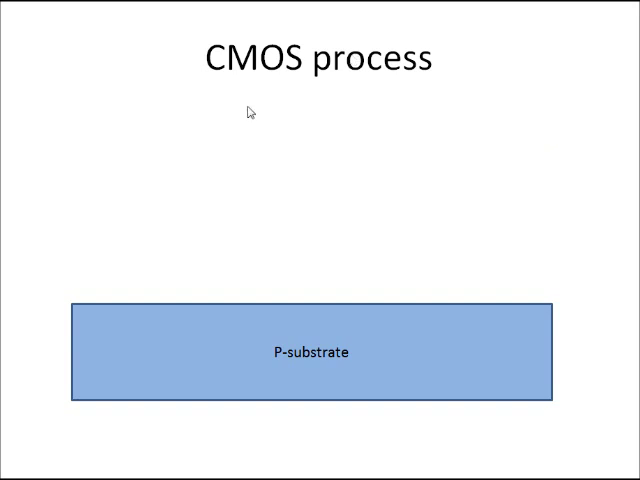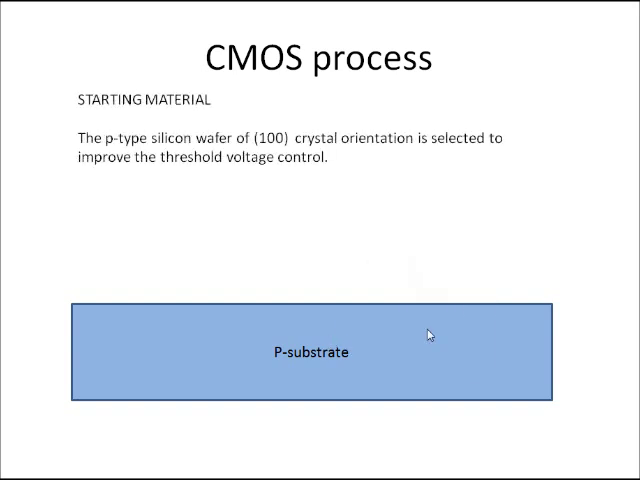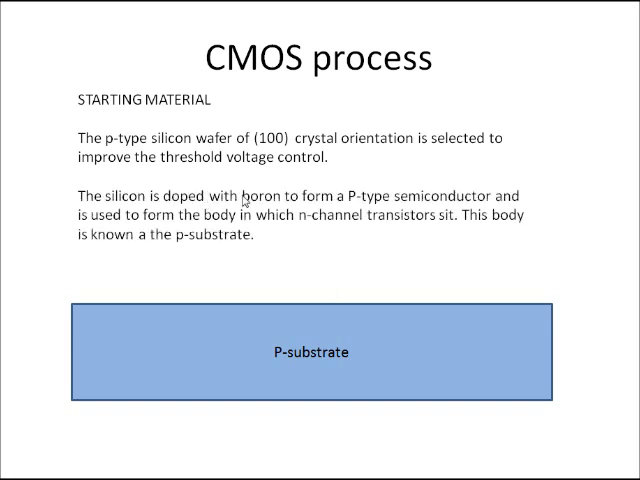Let's come back to the CMOS process. The CMOS circuits are fabricated in the silicon wafer. In this case, we will use a P-type silicon wafer, and as it is P-type, it will be doped with boron.